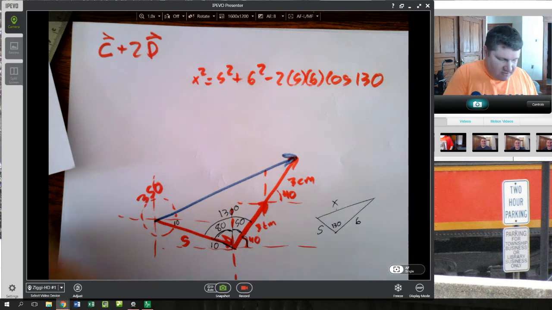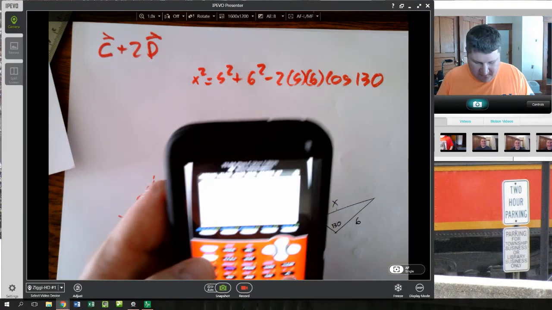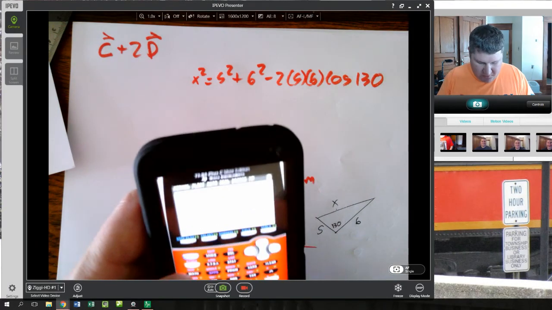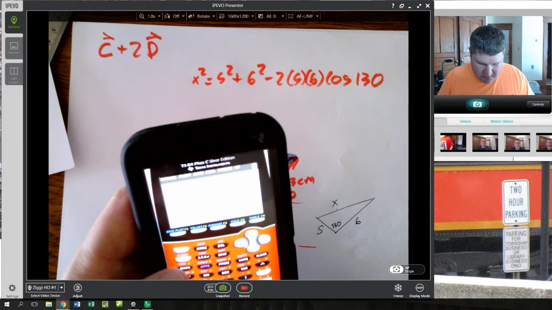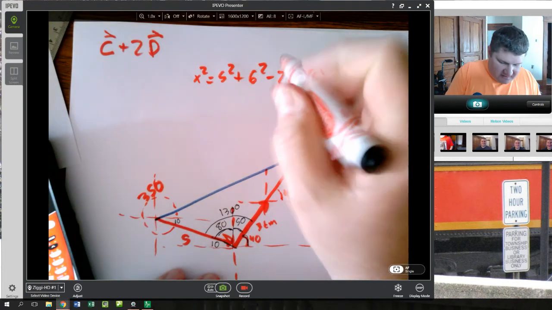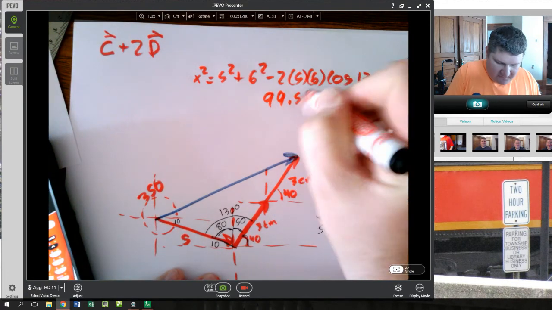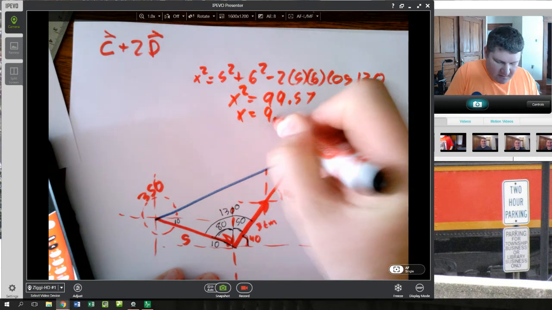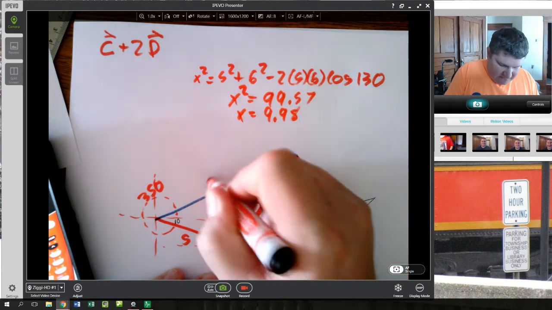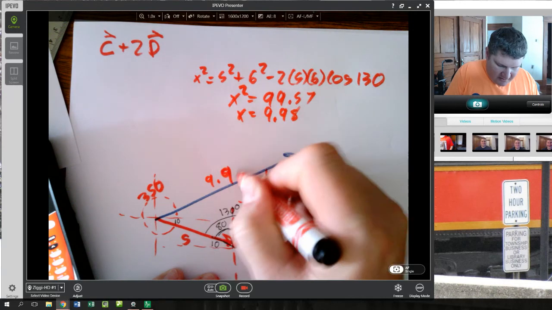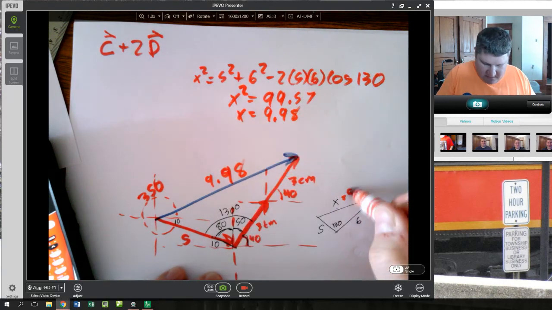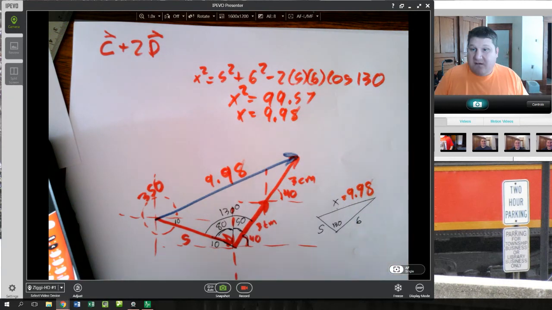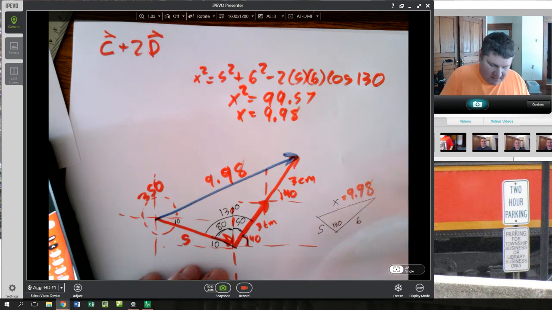Answer is 99.56. I say second square root. Don't forget to square root it. So many people come down and they say, oh, the answer is 99.57, but that equals x squared. So x equals 9.98. Now, I still have to find the angle.